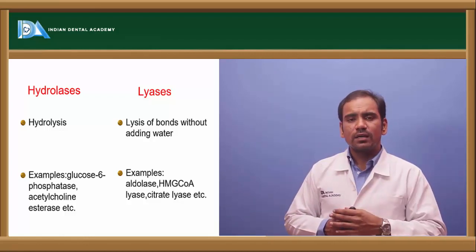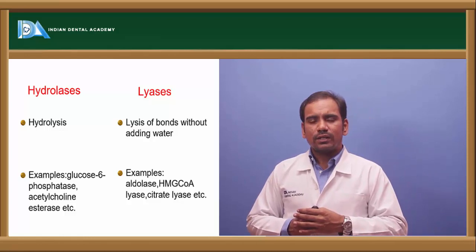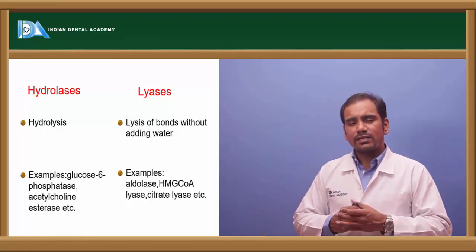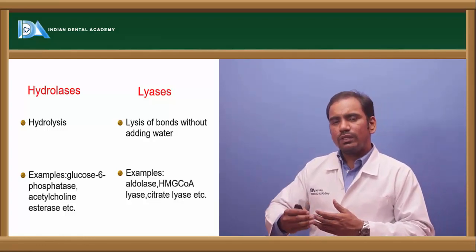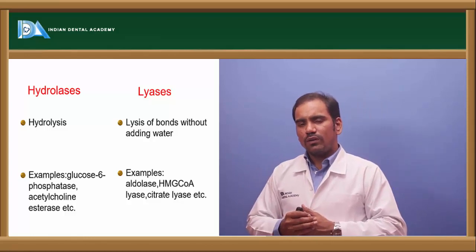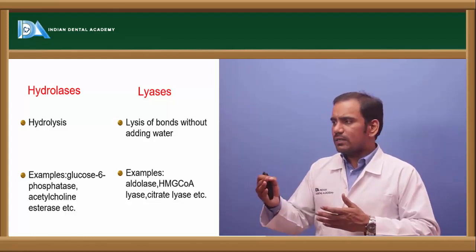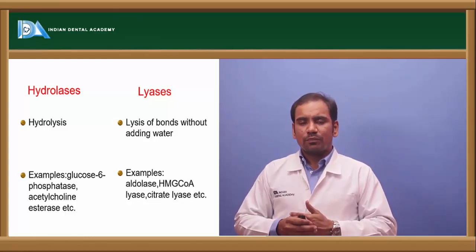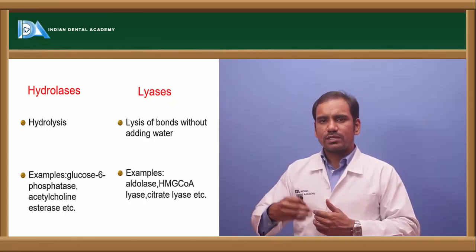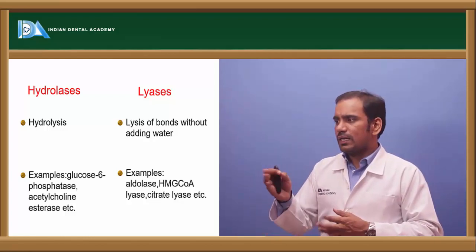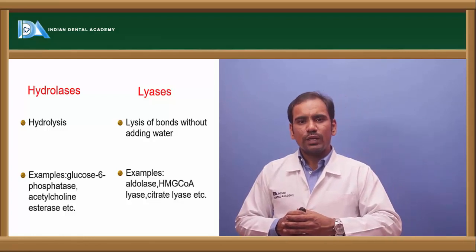Coming to the fourth class, lyases. Lyases are the enzymes which catalyze the reactions of breaking bonds without the addition of a water molecule. They are called lyases. Lyases also break the bonds but without adding water. So such type of enzymes we call lyases. So an example is aldolase.